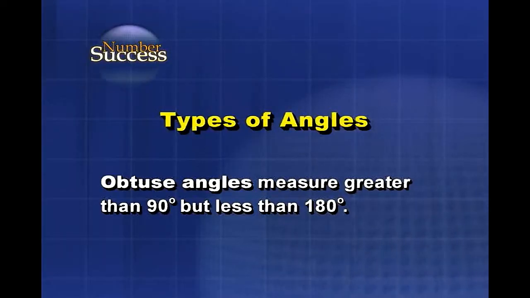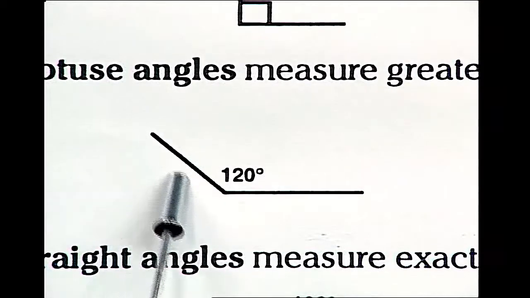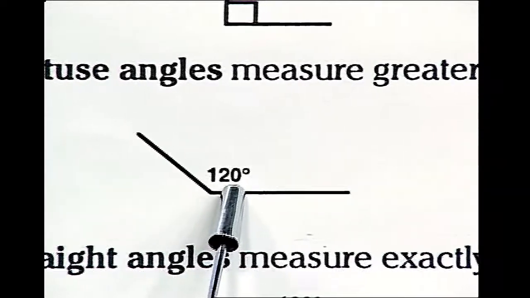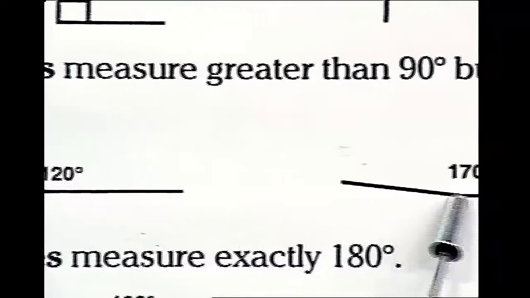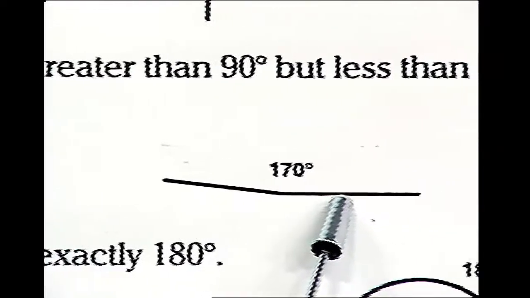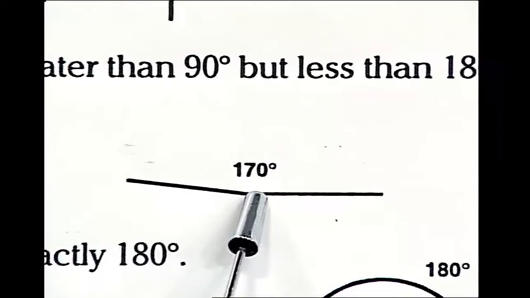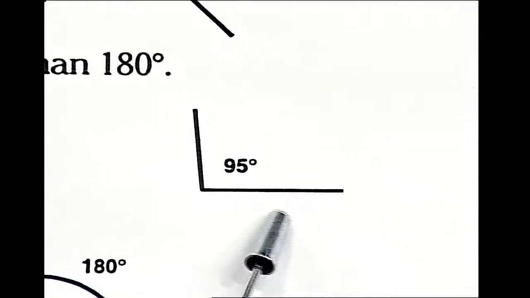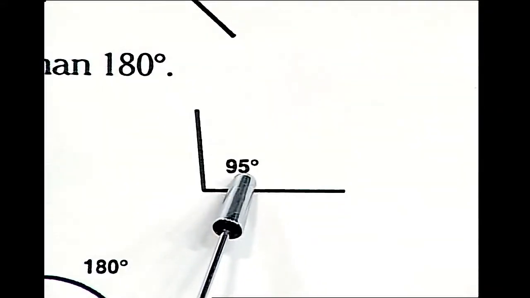Obtuse angles measure greater than 90 degrees but less than 180 degrees. This is an obtuse angle. Its degree measurement is 120 degrees. This is an obtuse angle. Its degree measurement is 107 degrees. This is also an obtuse angle. Its degree measurement is 95 degrees.